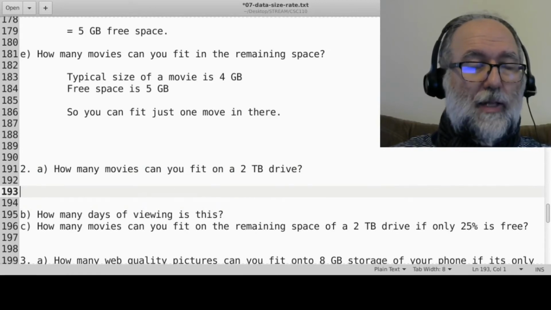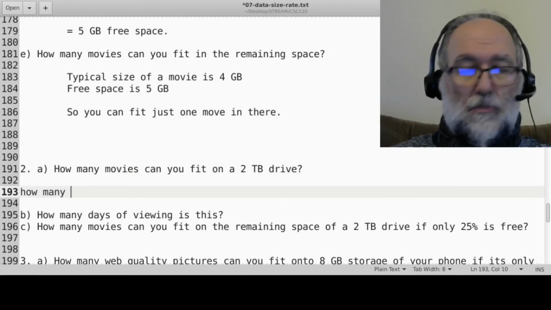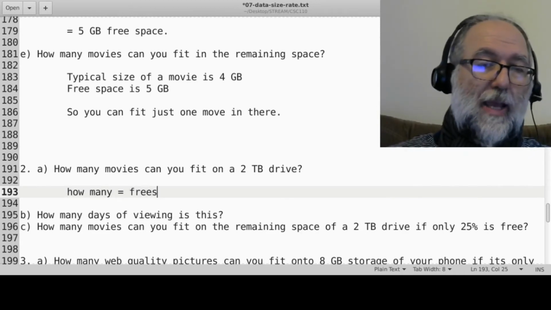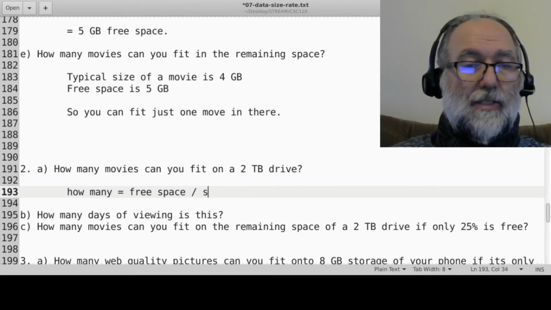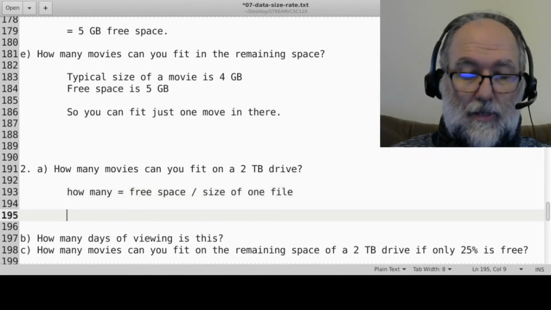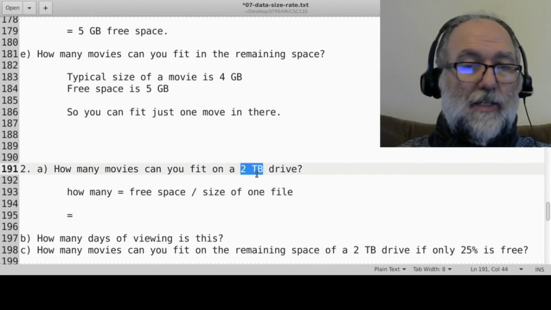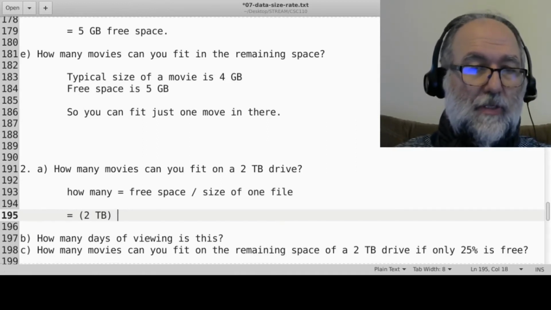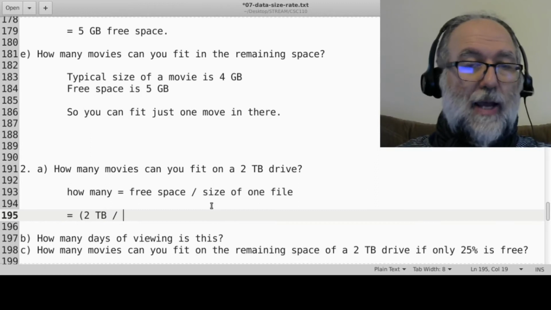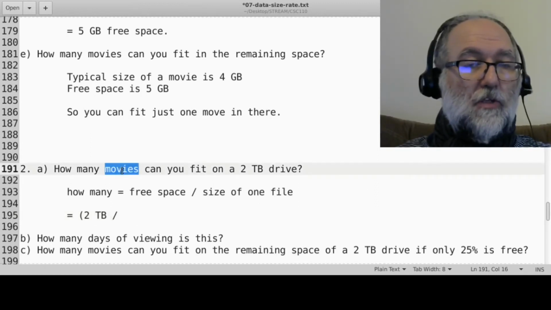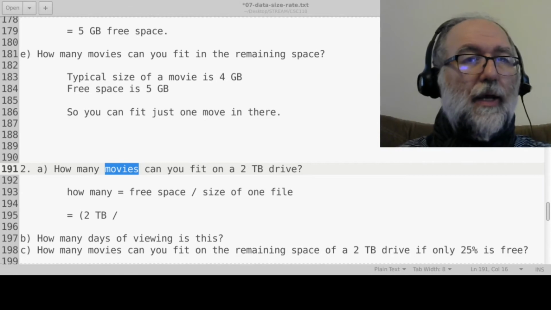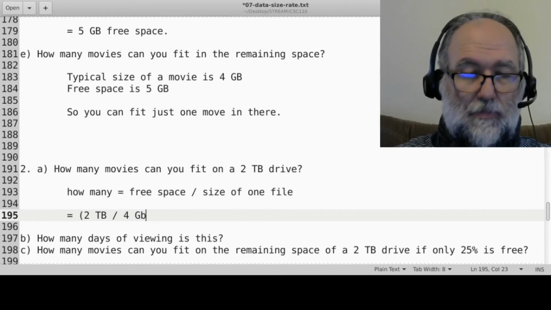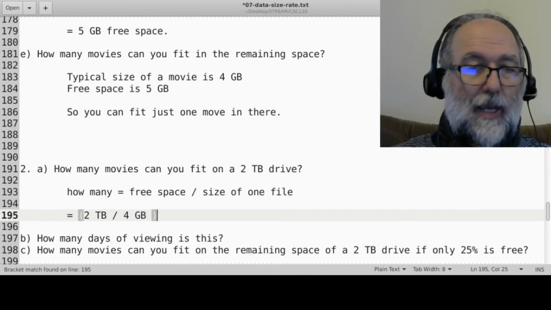So remember the formula, I'll abbreviate it a little bit. How many is free space divided by size of one file. Now we have 2 terabytes of free space. In part A, I'm just going to assume that the entire drive is available, and we're going to divide that by the size of one file. We're talking movies here, so whenever I say a movie, I mean a 2-hour video. And 2 hours is about 4 gigabytes if you look back at that chart. Typical sizes, 4 gigabytes.